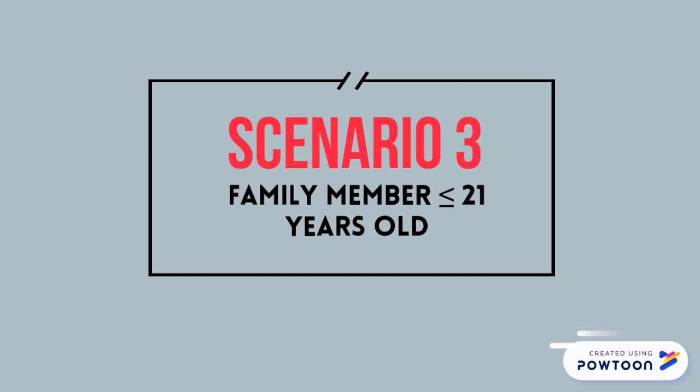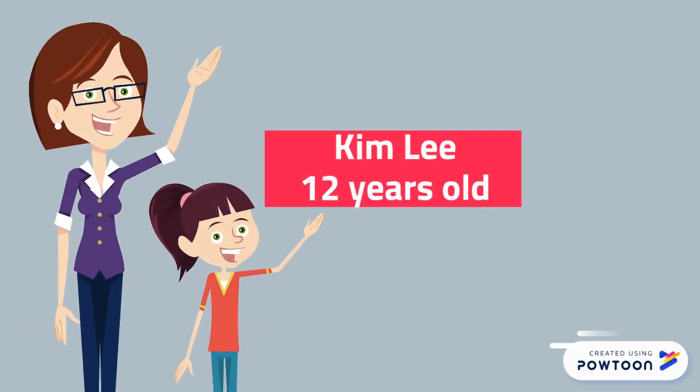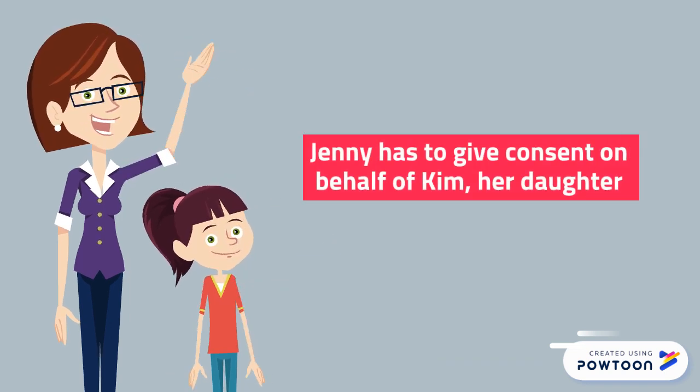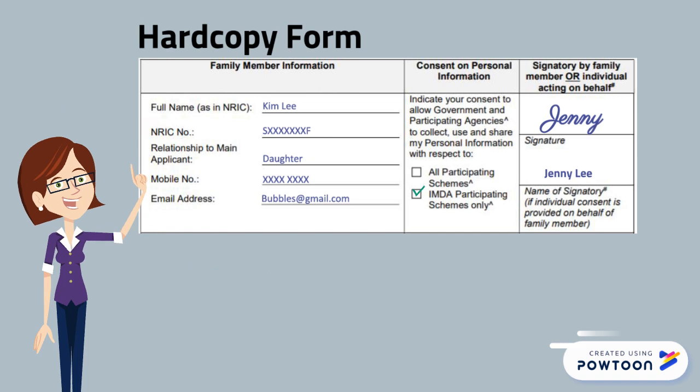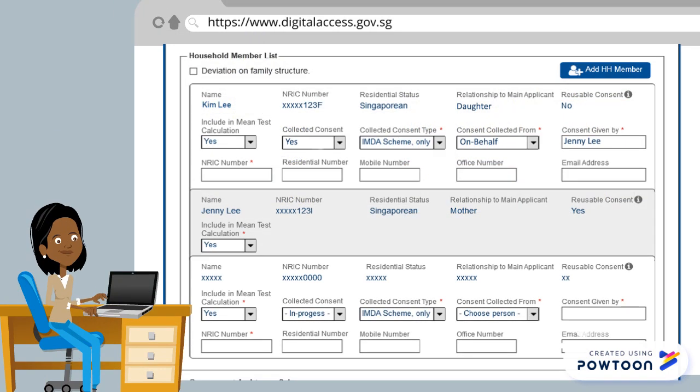Scenario 3. Let's say Jenny has a 12-year-old daughter named Kim living with her. As a mother and legal guardian, Jenny has to give consent on behalf of Kim. If Jenny had done so on the hard copy application form, select the On Behalf option under the Consent Given By drop-down box and enter Jenny's full name in the Consent Given By text field. Lastly, fill in her personal details in the other text fields.